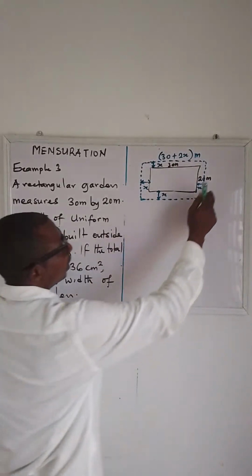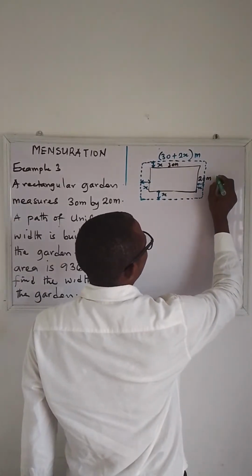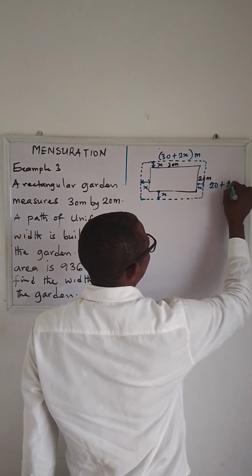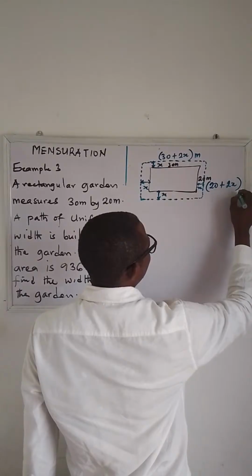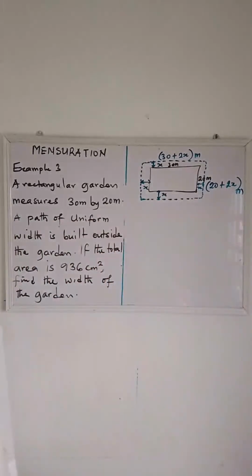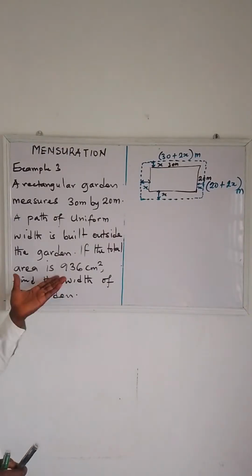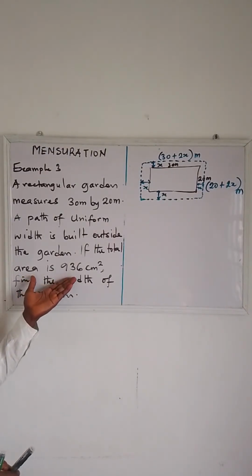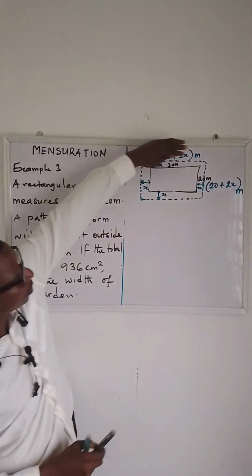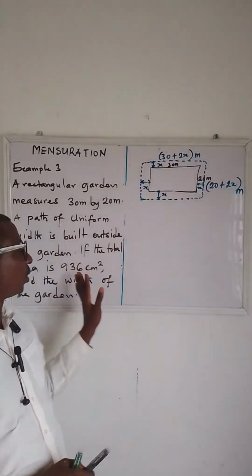Now the same thing also applies to the width here. This place is going to be 20 plus 2x in meters. So in the question, we have been given the area to be 936 meters squared. So that is what you're going to have when you multiply.